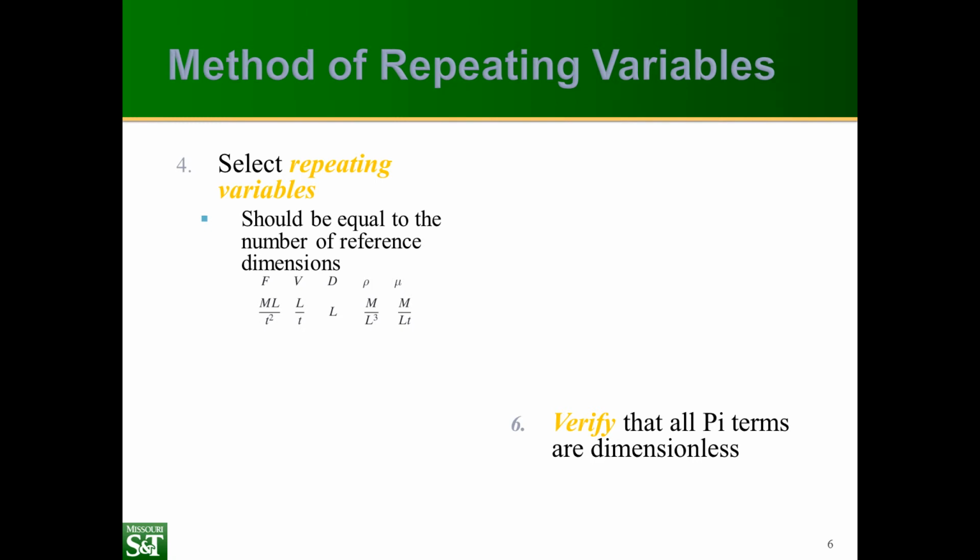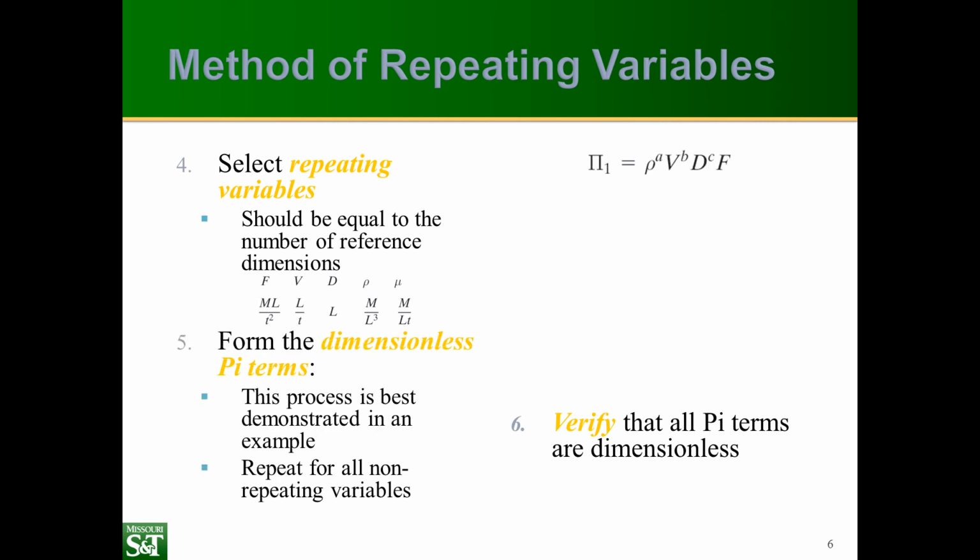So a lot of the times you'll see repeating variables of density, velocity, and diameter, or some other length scale. Now, there's nothing preventing you from using viscosity, in this case, as a repeating variable. It's just not convenient for this type of problem. It's also not usually a good idea to select the variable of interest as one of your repeating variables. For instance, if we're interested in finding the drag force, we don't want to use drag force as one of our repeating variables, because then it'll show up in every single term, and we want to avoid that if possible.